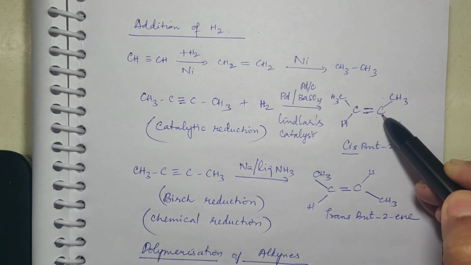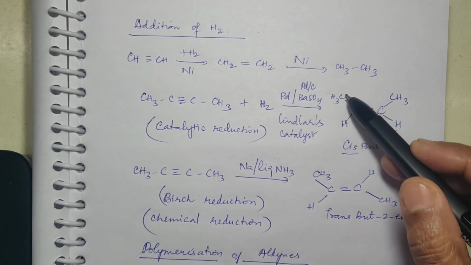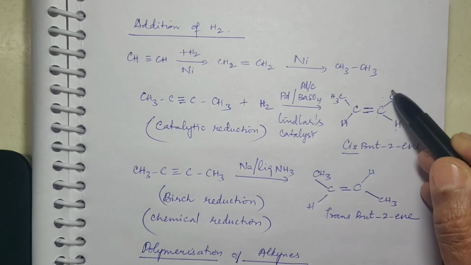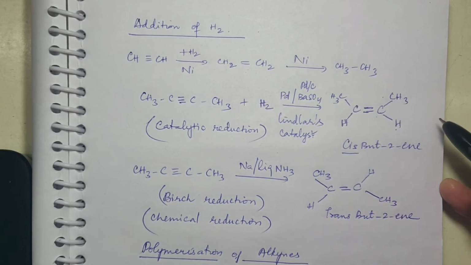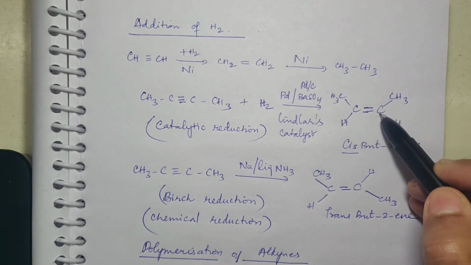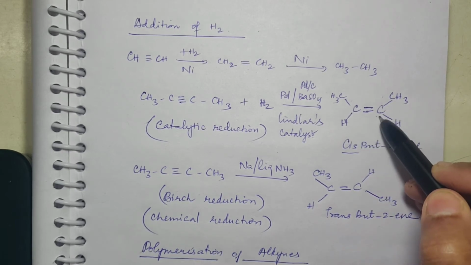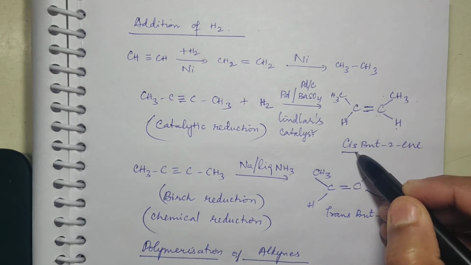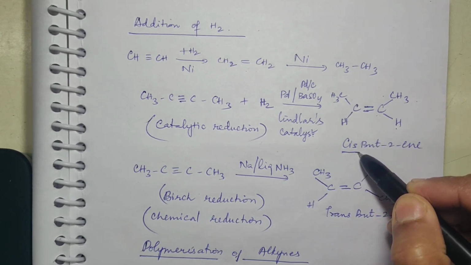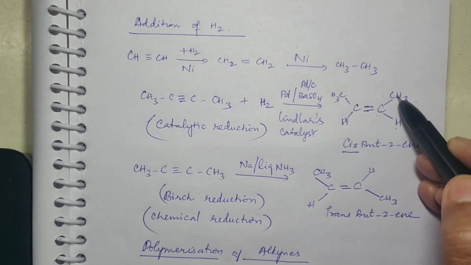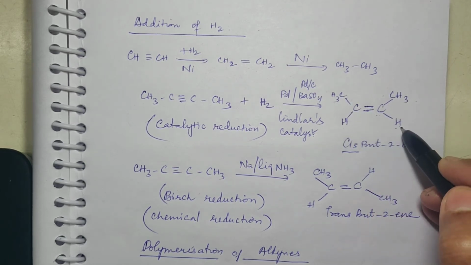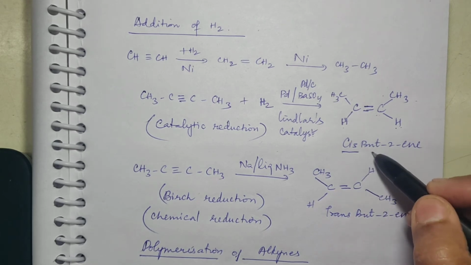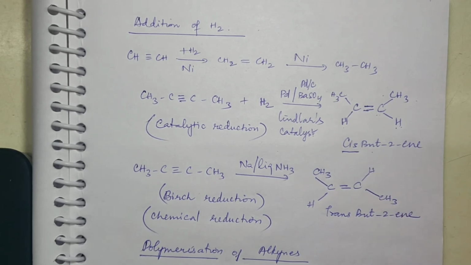Take the double bonded carbon, and which are the groups attached to it? One is CH3 and the other one is hydrogen. Same way with this carbon also you have CH3 and hydrogen. If like groups attached to these two carbon atoms lie in the same plane, it is called cis isomer. Both the CH3 groups are on the same plane, both the hydrogens are on the same plane, so you call it cis isomer. So you call this cis-butene.